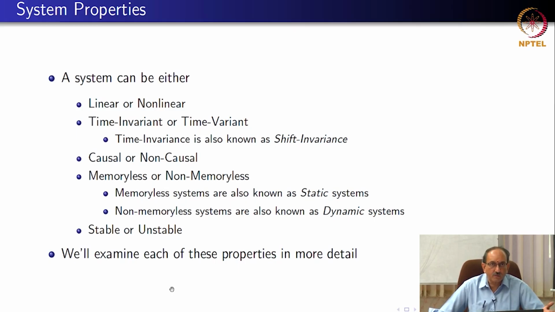Typically, as you must have done exercises in continuous time, you would be given an input-output relationship and you have to test whether the system satisfies these properties. To show that the system satisfies a property, you have to give a general proof. To show that it does not, just one counterexample is enough.